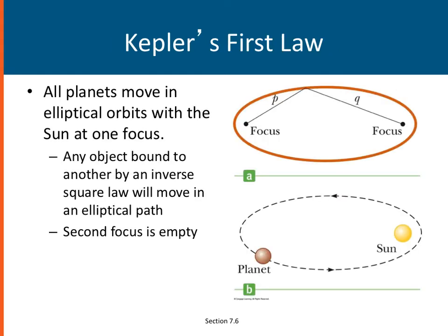So the first law basically says that all planets move in elliptical orbits with the sun at one of the foci of the ellipse. If you remember the geometry of an ellipse, then this is going to be a little bit easier for you. Basically, there's a focus at one end, a focus at another end, and the sun is going to sit at one of those foci. Any object bound to another by an inverse square law will move in an elliptical path. So the second focus is going to be empty.